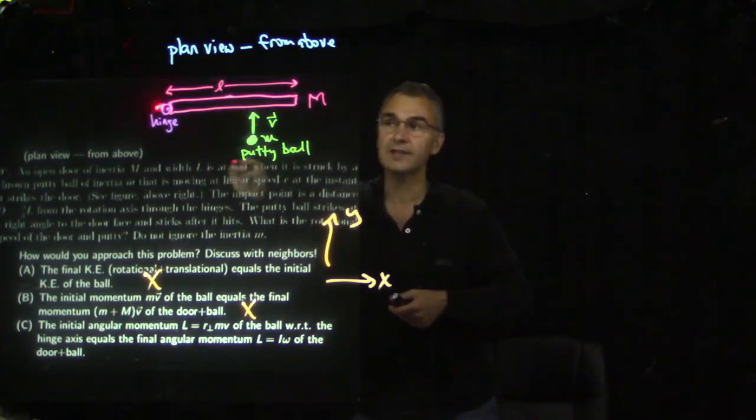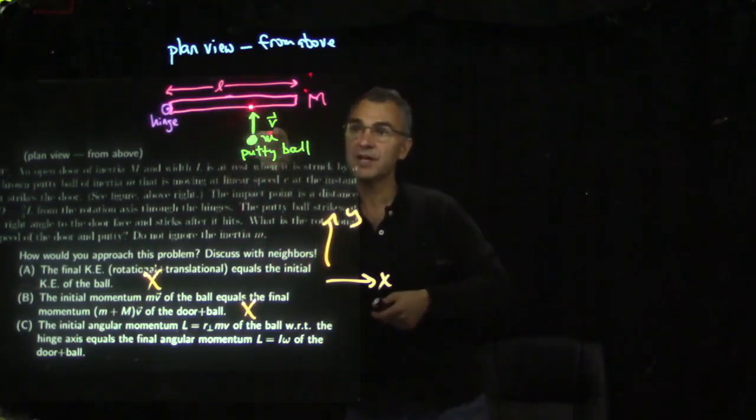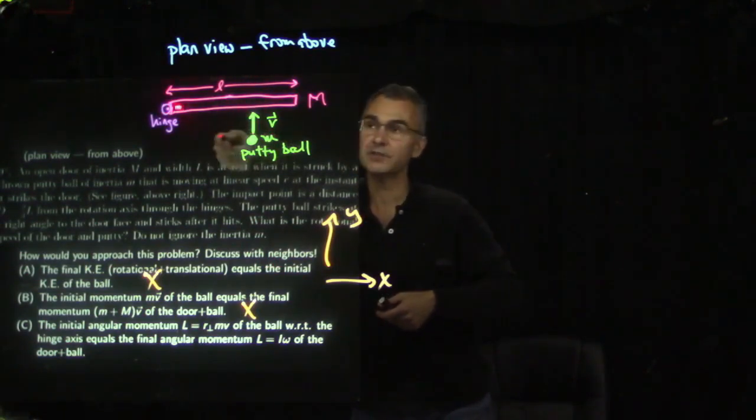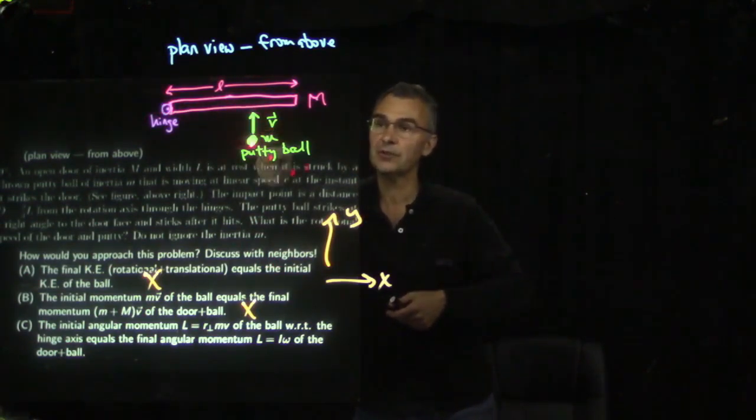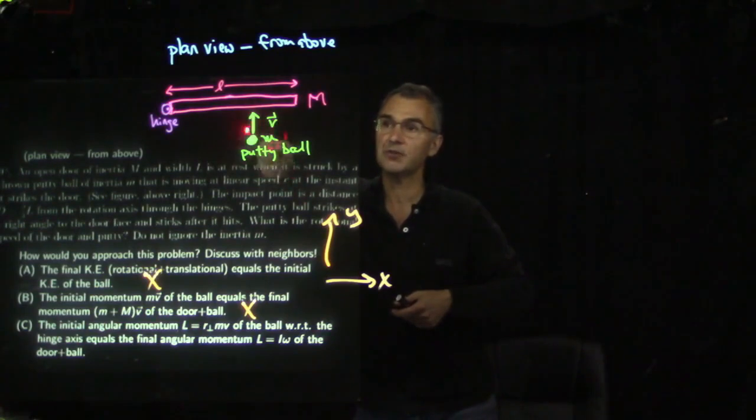So it turns out the angular momentum about this axis corresponding to this linear motion equals this linear momentum times the perpendicular distance, I mean the distance from the hinge to the line of action of this momentum, and it has to be measured in such a way that the distance to the hinge is perpendicular to this momentum vector.